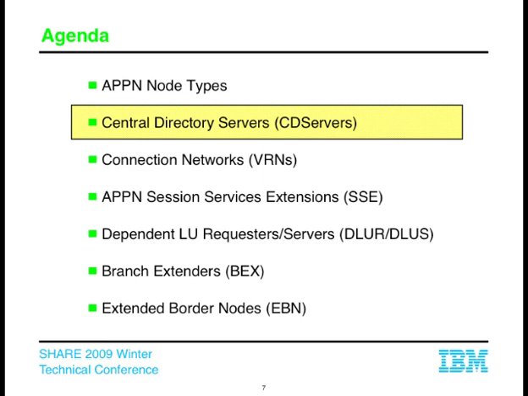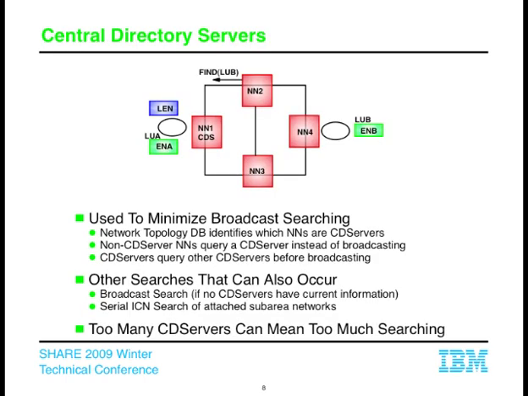All right, now we're going to talk a couple of charts here on central directory servers. A central directory server is basically a node that's used to minimize broadcast searching in the network. The network topology database defines all network nodes in the network and also defines which nodes are capable of being central directory servers or configured as central directory servers.